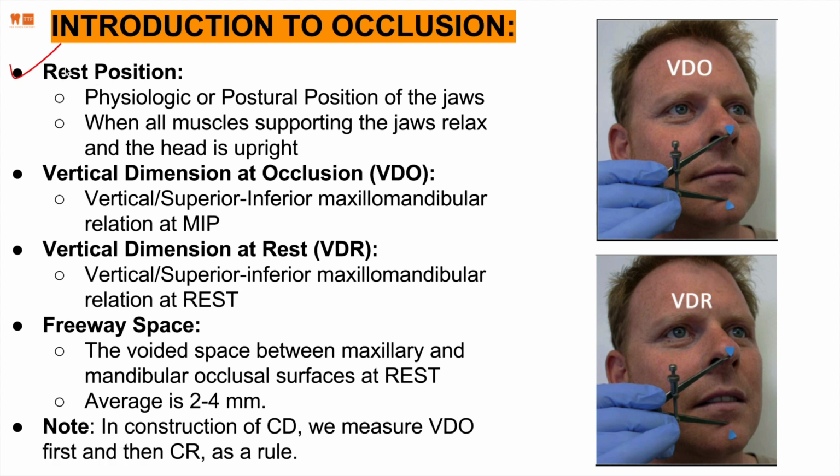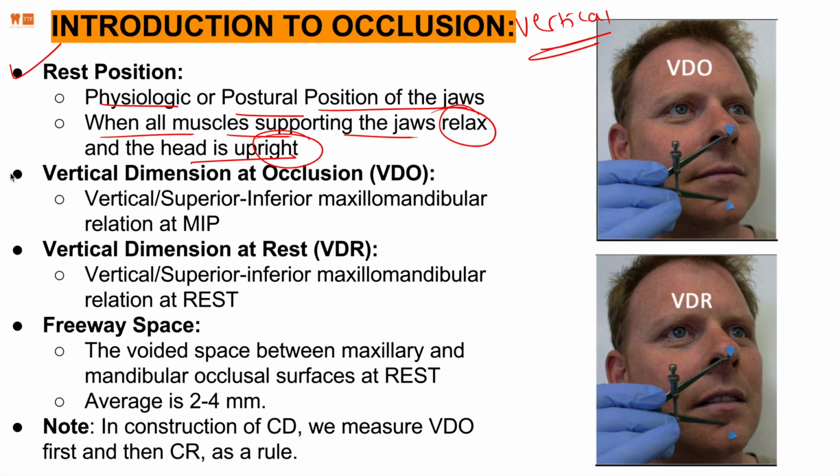Rest position. This entire page has to do with vertical relation, guys. Remember when we said with CR it was horizontal? Well, this is vertical relation. So rest position. What is rest? It's the physiologic postural position of the jaws. It's when all muscles supporting the jaw have become relaxed and the head is sitting upright. So try it. Close your mouth and let your jaw drop, but don't open your lips that wide. Don't open your jaw. Just let your teeth drop. And that's your rest position.